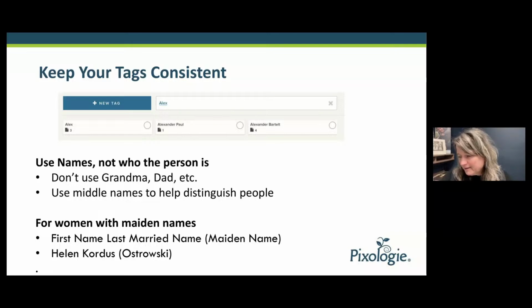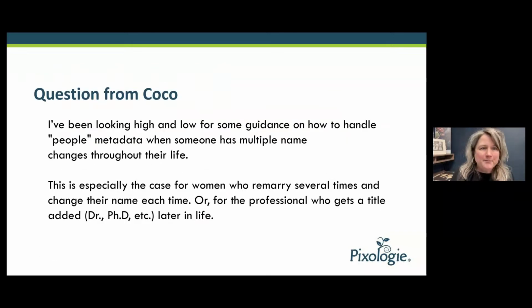Now, there are always interesting family dynamics where this formula might not work for you. And that's what led Coco to send me this question. She's been looking high and low for some guidance on how to handle people metadata when someone has multiple name changes throughout their life. It's especially the case for women who remarry several times and change their name each time, or for the professional who gets a title added later in life.